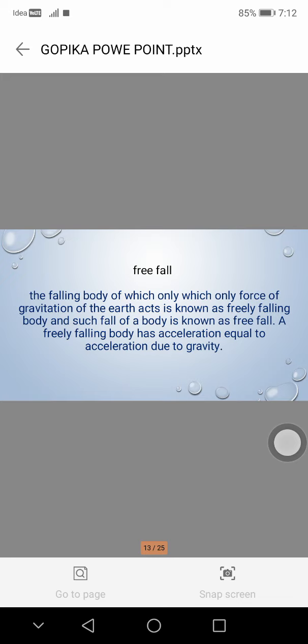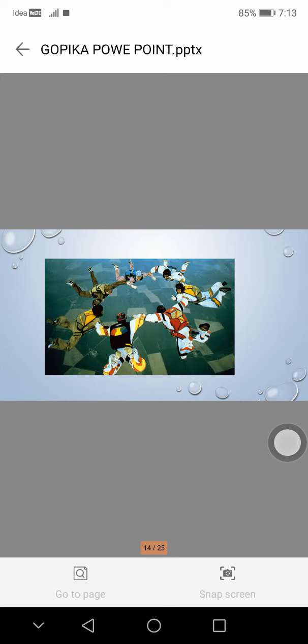Free fall. What do you mean by this? An easy definition, by seeing the word you can mention it. A falling body on which only the force of gravitation of the earth acts is known as a freely falling body, and such a fall of a body is known as free fall. A freely falling body has acceleration equal to acceleration due to gravity. This is a picture of free fall.